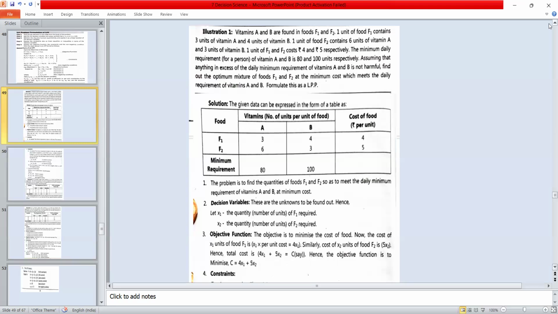Okay, 1 unit of F2. So in the second row I have written F2, which contains 6 units of vitamin A. So I am writing in the A column 6, and 3 units of vitamin B, right?